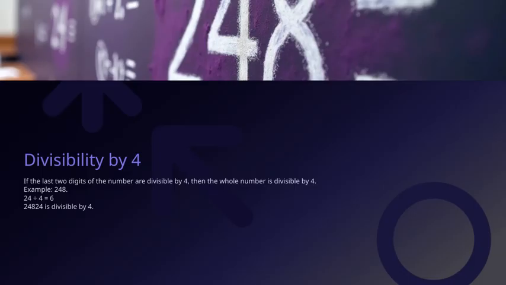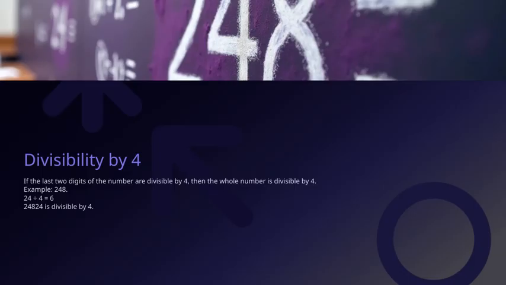And just to clarify, the example I gave was 248, but if we see a number like 24,824, we only need to check the last two digits, 24. Because 24 divided by 4 equals 6, with no remainder, 24,824 is divisible by 4 too.